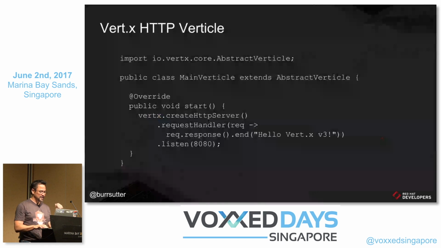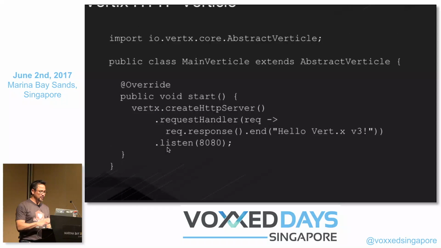But everybody's fighting for that. Here we go. Here's a super simple main method. A super simple application, I mean. So it's my main verticle. It extends AbstractVerticle. This is typically what you write.